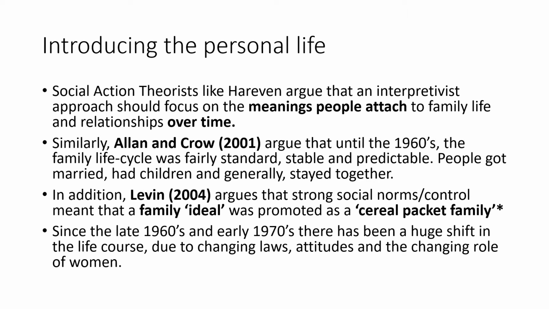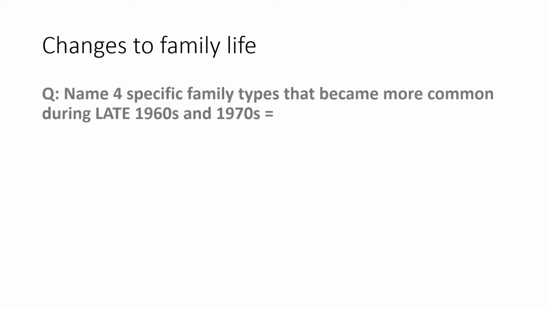So since the 60s and 70s, there's been a huge shift in the life course due to changing laws, attitudes, and the changing role of women. And again, this is all written in your pack, and you've got a question which asks you to name 4 specific family types that you think have become more common since the late 60s and the 1970s.